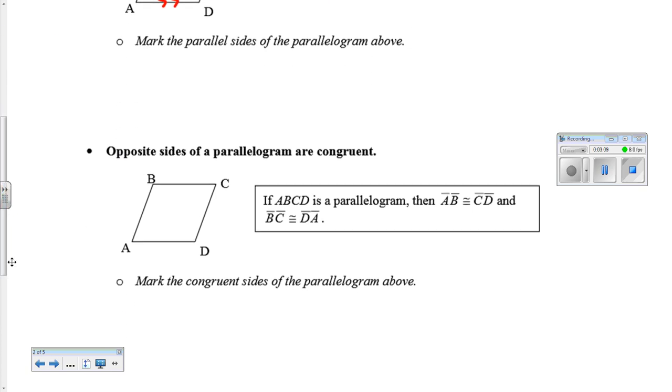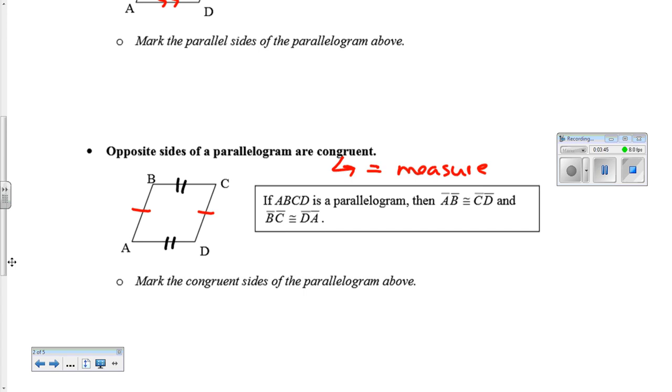Okay, the second property: opposite sides of a parallelogram are congruent. Remember, congruent meaning same measure. So if I go back to this, ABCD is a parallelogram. That tells me that AB is congruent to CD and that BC is congruent to DA. Once again, I'm just marking it on my diagram so you can see that, also indicating that I have different sets of congruent markings.